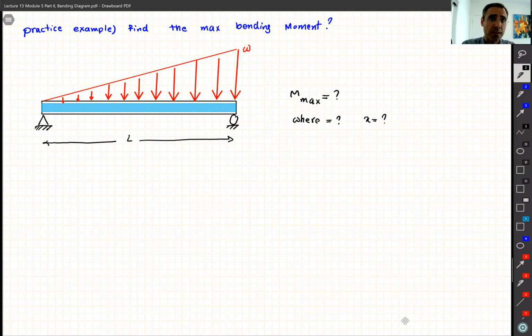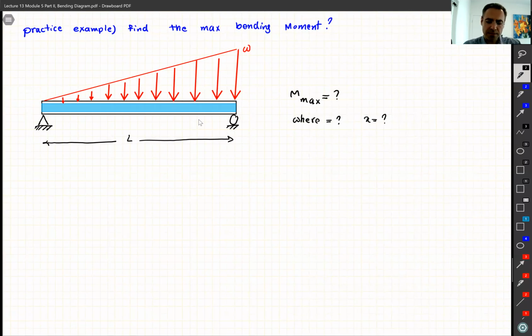Be careful, it's not in the middle this time, because unlike the previous one, you can guess there is more load sort of toward the end of this beam. Try to do it on your own and then later compare with my solution. Okay, is there any question for this practice example? We're gonna think about it.